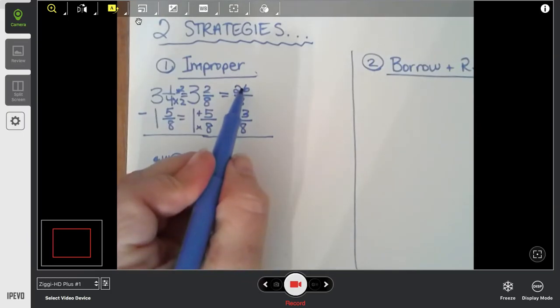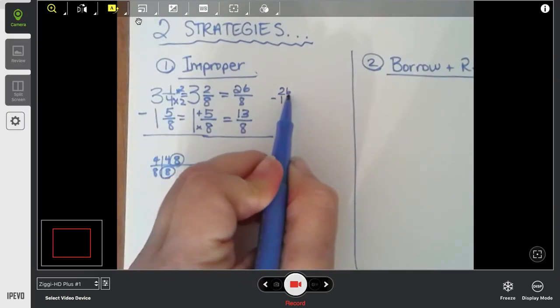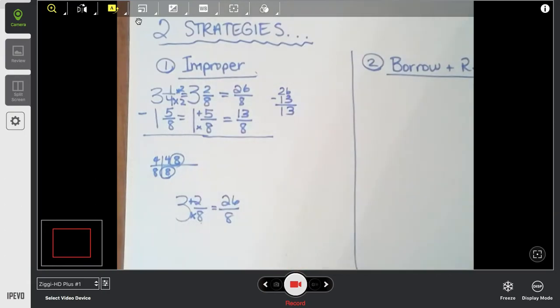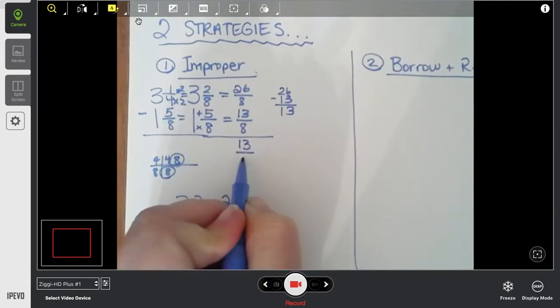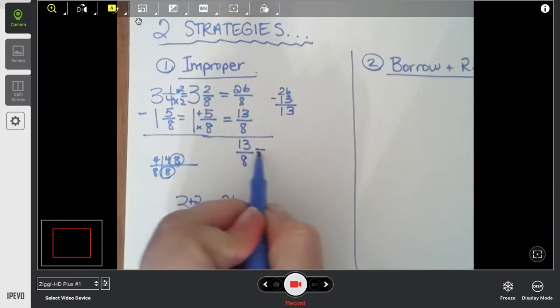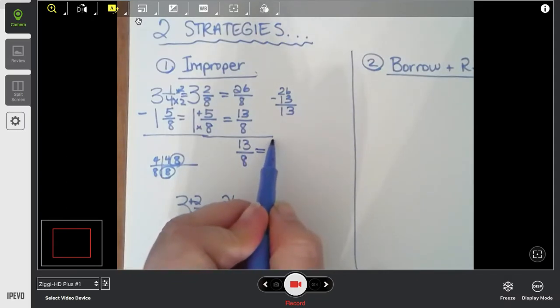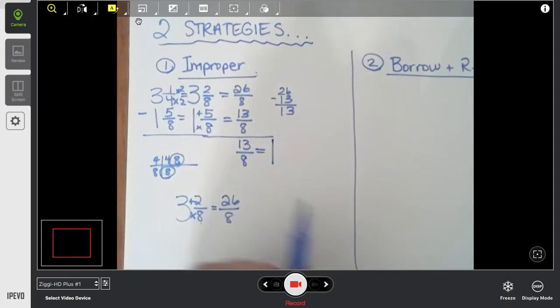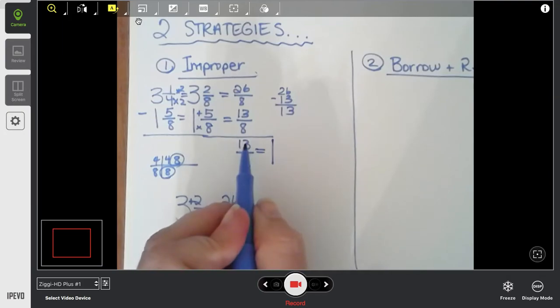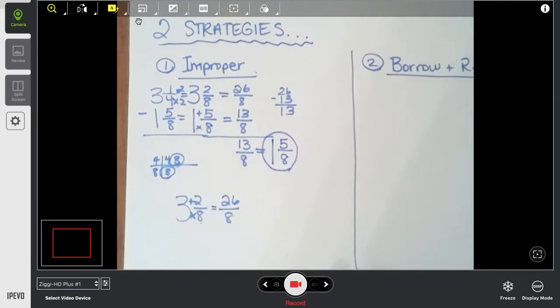So 26 minus 13 is 13. Denominator stays the same. Once I finish subtracting, now I need to place it back into a mixed number. So how many 8s go into 13? 1. What's left when I take an 8 out of 13? 5. And 8 remains the same. 1 and 5/8. Okay? So that's if you want to turn it into an improper fraction.